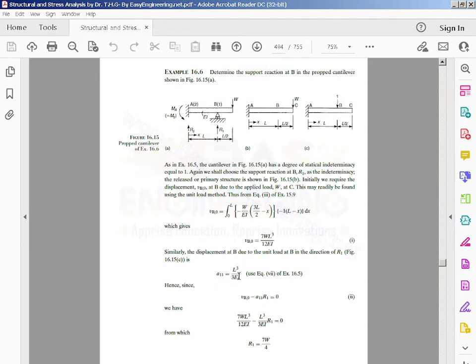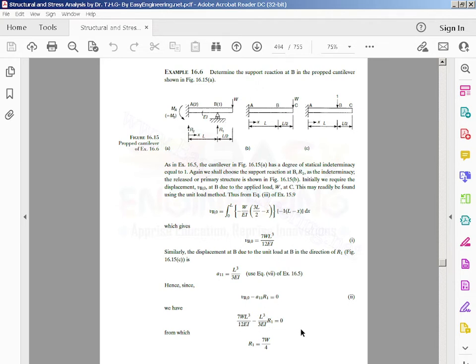So then to finish off this problem, now we've found the displacement with the release structure and the unit and restoring load, we can balance the equation. We can balance those two results. VB0 minus A11 times R1 equals 0. So VB0 is 7WL cubed over 12EI, minus L cubed over 3EI times R1 equals 0.